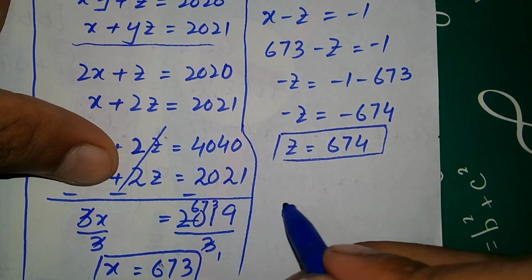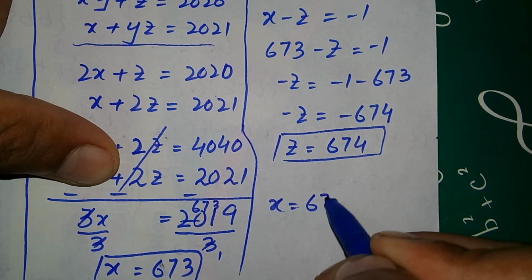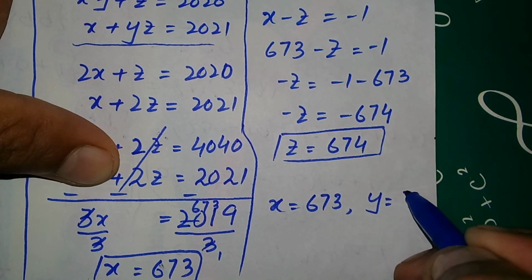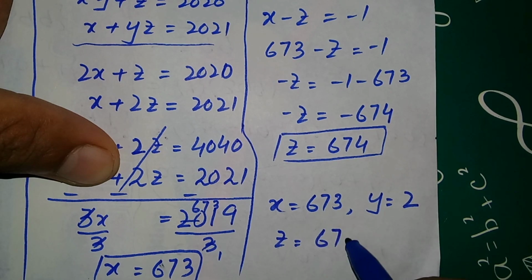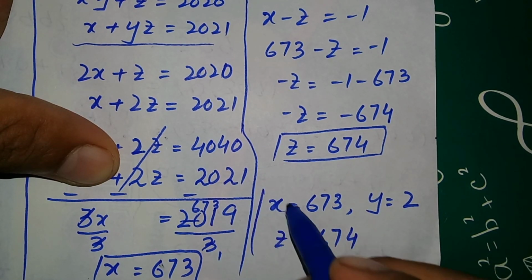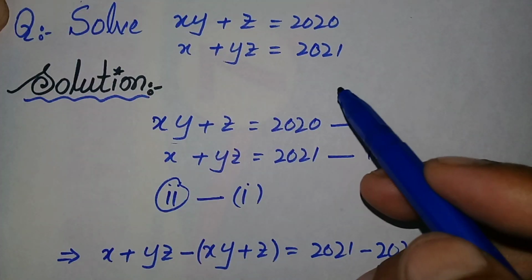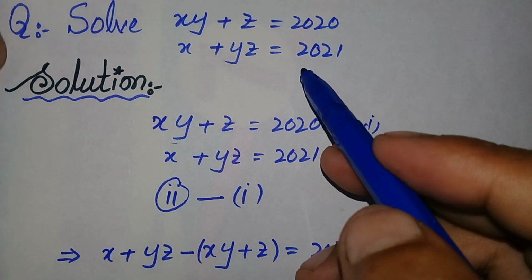So finally we get x is equal to 673, y is equal to 2, and z is equal to 674, and this is the second possible solution of this system of linear equations and this viral Olympiad math question.